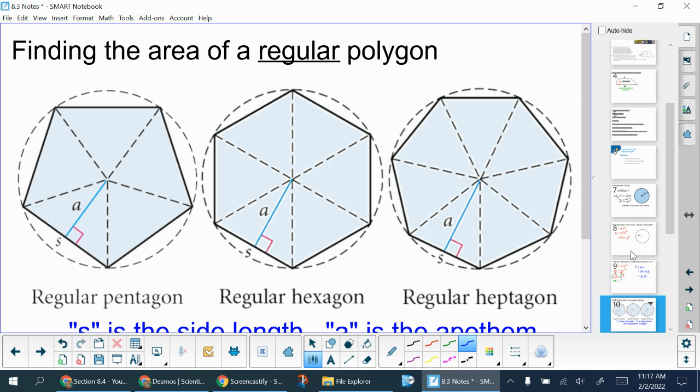Last thing we got to talk about here is the area of a regular polygon. And hopefully these pictures kind of give you an idea of how we might do that. We're going to break these things up into triangles. If you could find the area of each triangle, you could just multiply by however many there are.